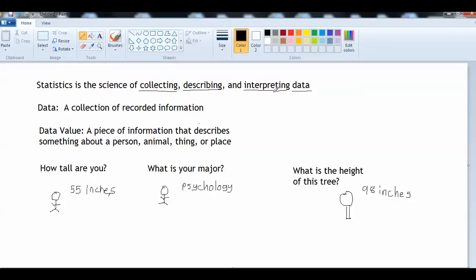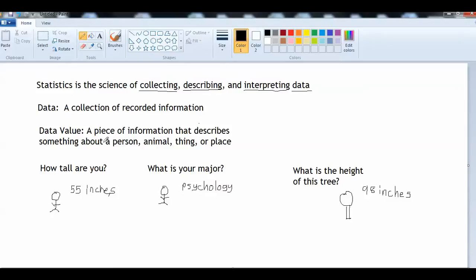And any of those three conclusions might be possible. It's just the data that I collect will lead me to one of those three conclusions. So the conclusion that I make depends on what my data tells me. And that's interpreting data, reaching your conclusion.